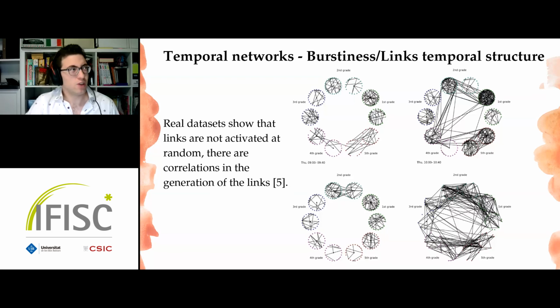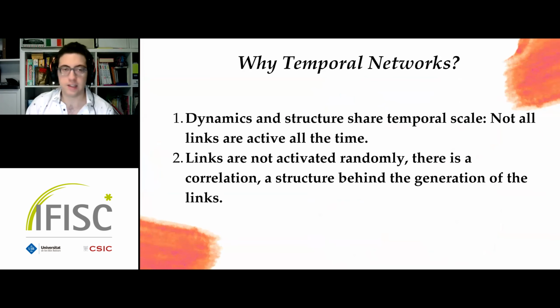So what I'm trying to say here is that links do not appear by magic. They appear because they somehow answer some structure behind the temporal network, behind the system. Maybe it's sociology, maybe it's biology, maybe it's whatever the complex system represents. So just for the sake of clarity, why temporal networks? Because maybe not all the links are active all the time in the system we are modeling, and maybe links are not activated randomly. They follow a certain structure. They have a certain pattern.